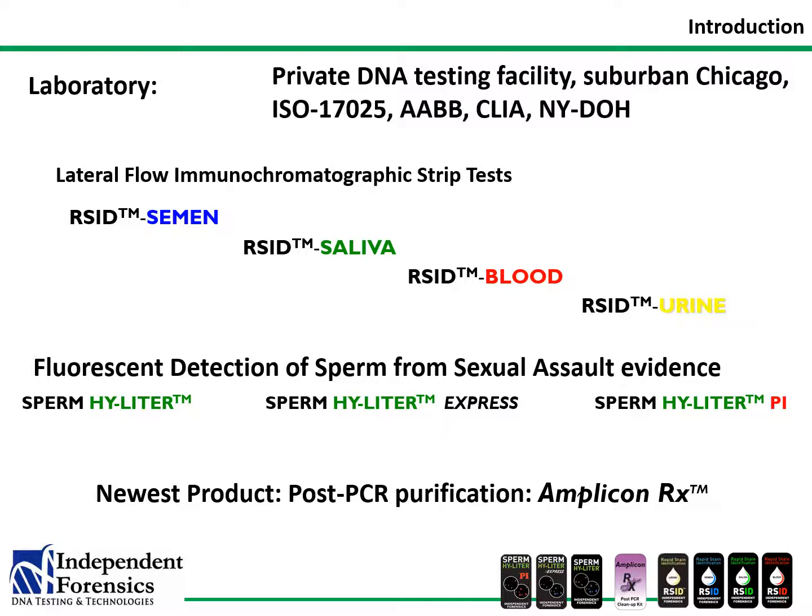In addition, we have developed a series of stains for sperm from sexual assault evidence, Sperm Highlighter, which comes in 3 different flavors: the original, Sperm Highlighter Express, which stains in less than 50 minutes, and a version of Sperm Highlighter specifically for laser capture microdissection.